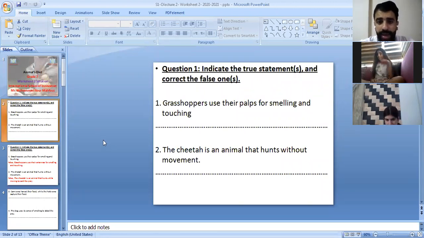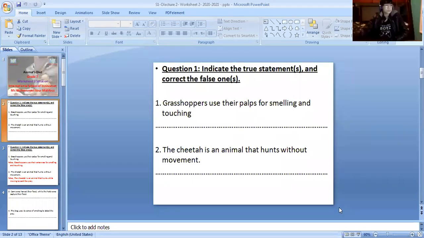1. Indicate the true statements and correct the false one. If it's true, simply you can say true. If it's false, you can say false, and you have to correct it in complete answer. So let's start the first one with, let's have Hamad. Hamad, what do you think?